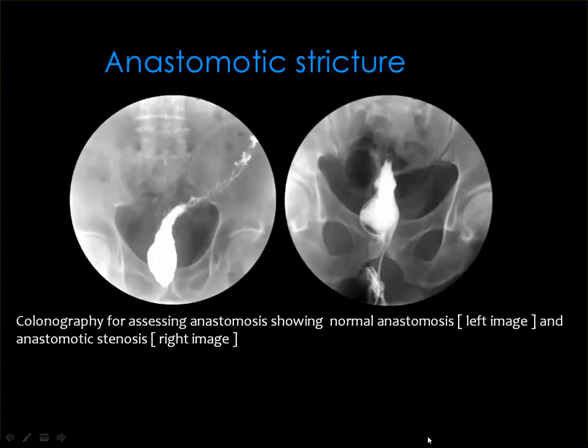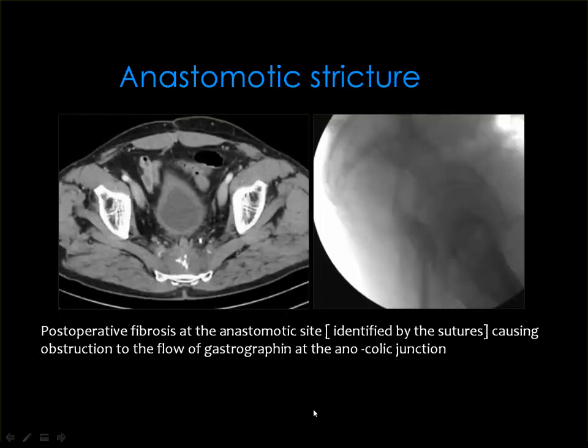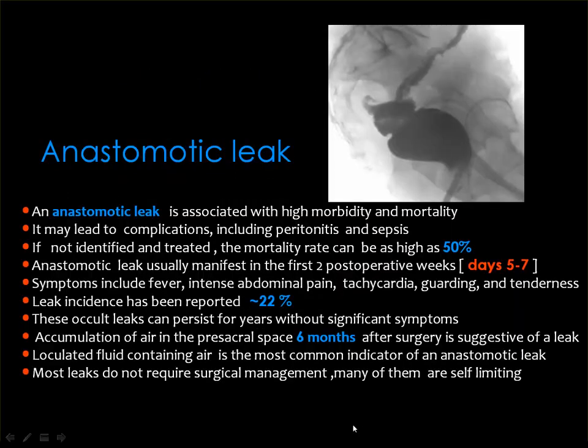Then this is the normal appearance, the normal flow of gastrografin or barium through the anastomotic site. And this is an anastomotic stricture, where the dye cannot flow beyond the site of occlusion. This is another example. You see a big mass of fibrosis anterior to the sacrum that has totally occluded the rectal lumen, so the injected gastrografin cannot pass beyond the site of the occlusion.